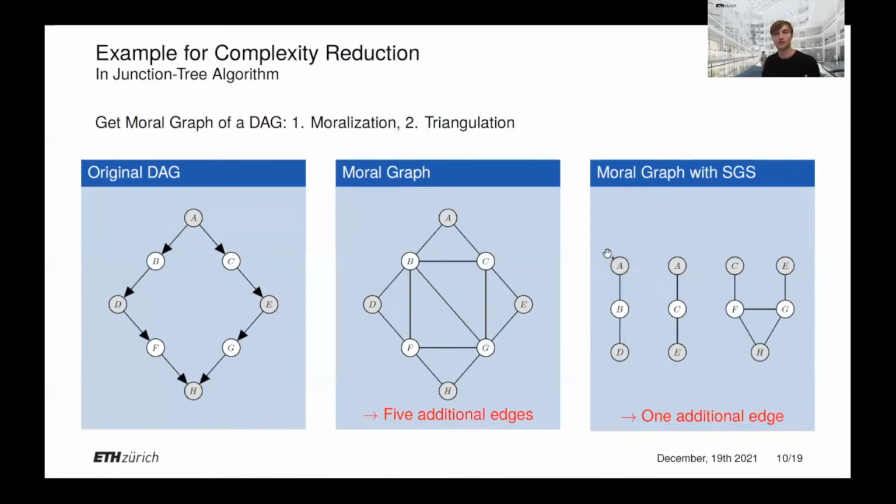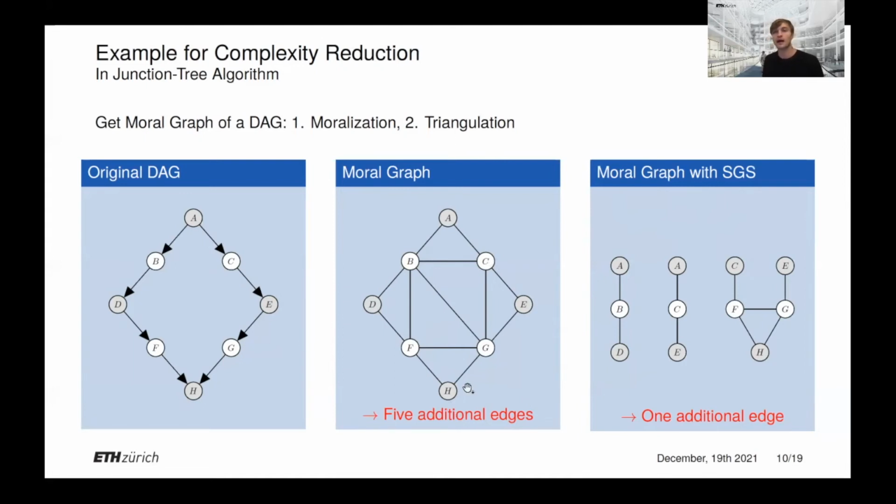So I'll show you this in a practical example here in the junction tree algorithm. Consider this graph here on the left, which is constructed of these evidence variables A, D, E, and H. And if we get the moral graph from this directed acyclic graph, which is part of the junction tree algorithm, then typically you would need to introduce, in this particular example, 5 additional edges in this moralization and triangulation step, right? So this is how the moral graph of such a Bayesian network, or such a directed acyclic graph, would look.